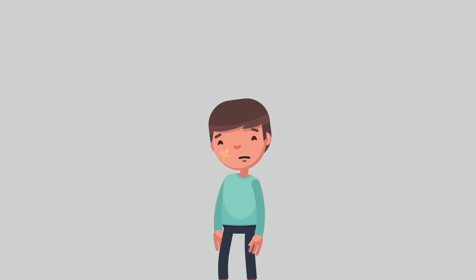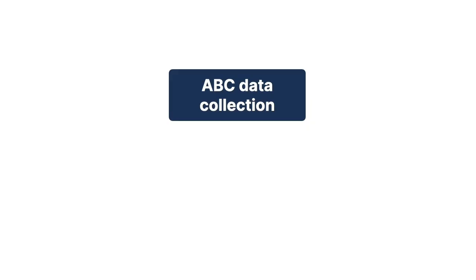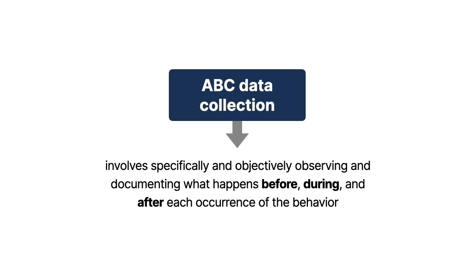Similar results occurred when he would slap himself in the face with open hands and hit himself in the face with a closed fist. First, let's discuss ABC data collection. The ABC method of data collection is commonly used to hypothesize the functions or root sources of reinforcement maintaining occurrences of student behaviors within school settings. ABC data collection involves specifically and objectively observing and documenting what happens before the behavior (the antecedent), during the behavior, and after the behavior (the consequence), for each occurrence of behavior targeted for data collection.